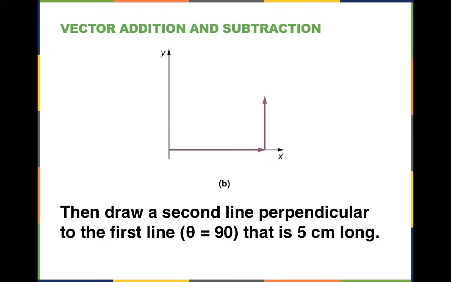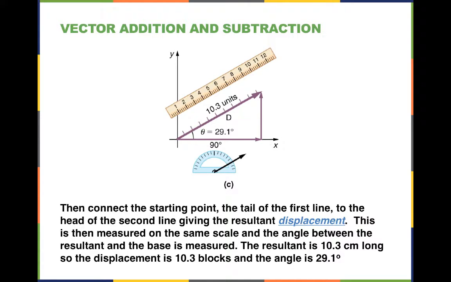Then from the head of that vector, you draw a second line perpendicular to the first line, that is 90 degrees from the first line, and you would draw that line exactly 5 centimeters long, or 5 blocks, based on your scale. The third step is to take a straight edge and connect the starting point to the end point. That line represents what is called the resultant of the vector addition that you've done, but it also represents the displacement of the person walking along this path.